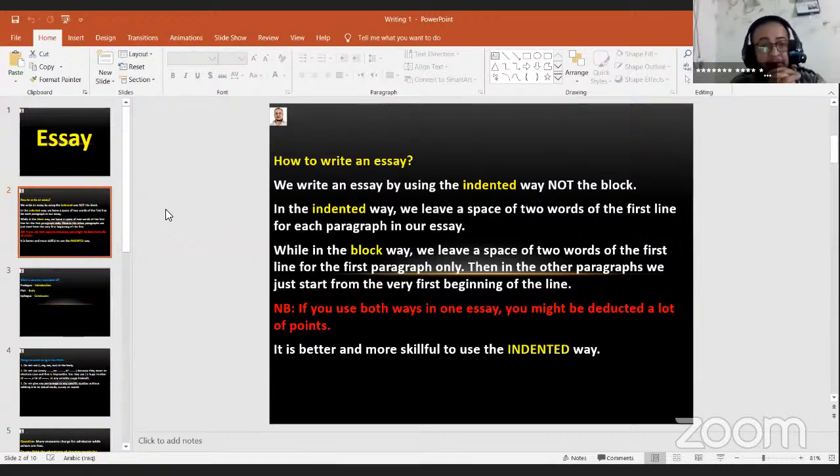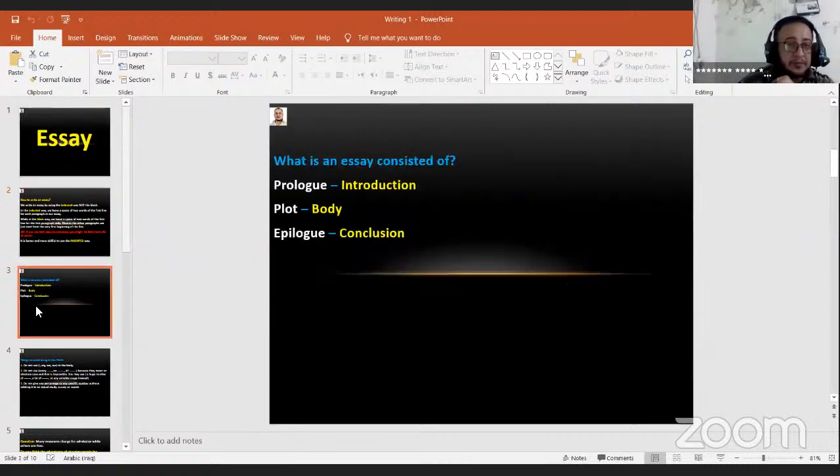Nota bene, which means a note. If you use both ways in one essay, you might be deducted a lot of points. It's better and more skillful to use the indented way. Now, what is an essay consisted of? It's consisted of the prologue, which means the introduction, and that is usually one paragraph; the plot, which means the body, and that is usually two paragraphs; and the epilogue, which means the conclusion, which is the end of the essay, and it's usually one paragraph.